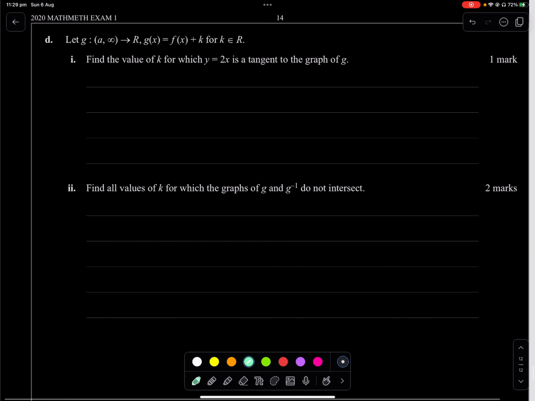Okay, last question. Let g be from a to infinity, where g of x is f of x plus k. So there's a k value that translates f of x up and down, and that's your g. Find the value of k for which y equals 2x is a tangent to the graph of g of x. We need to find the value of k where that is.